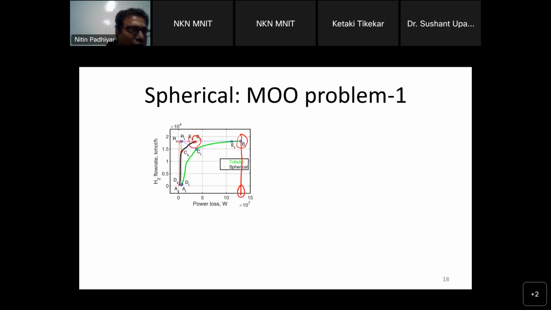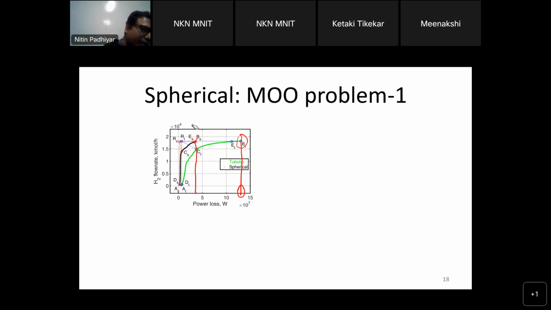On the other hand, if you use the spherical reactor, for the same hydrogen production you spend only 4 into 10 to the power 7 watts. This is 4 and this is 13, so approximately 3 times. I am able to save energy by approximately 2 to 3 fold. So imagine that if you are spending, let's say, 10 lakh rupees every day on energy consumption with the tubular reactor, you'll be able to do it with only 3 lakh rupees per day. So directly 7 lakh rupees you'll be able to save, just with this approach.